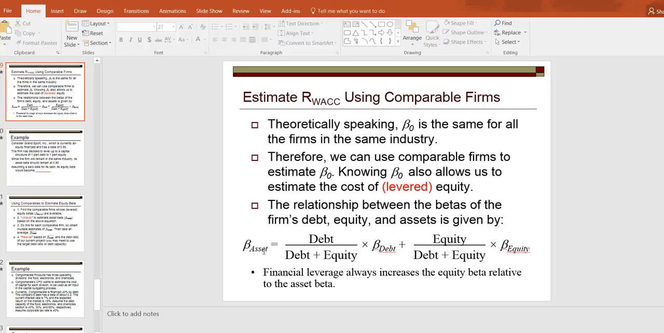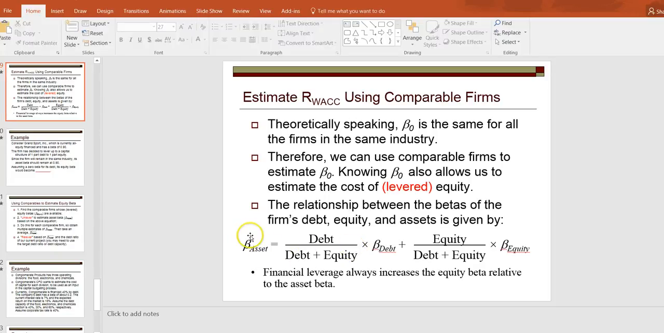So their equity is also levered, and the equity beta is also a levered equity beta. So we cannot directly use that number for our own division or our own project. We have to do some more work. And that's why this relationship here matters.